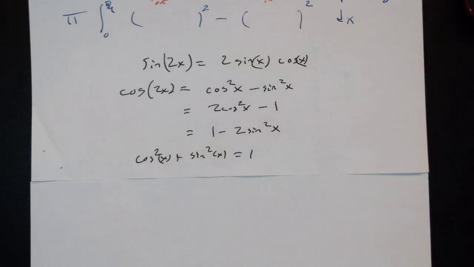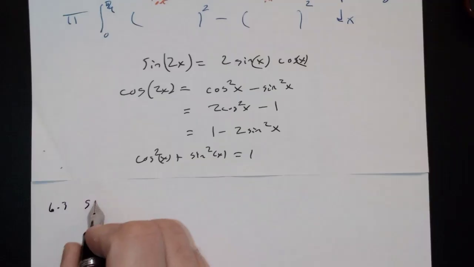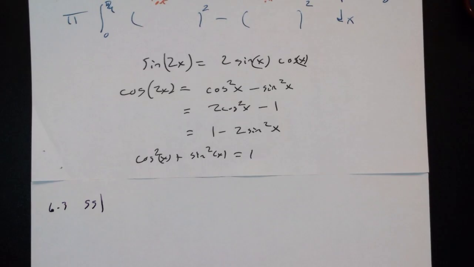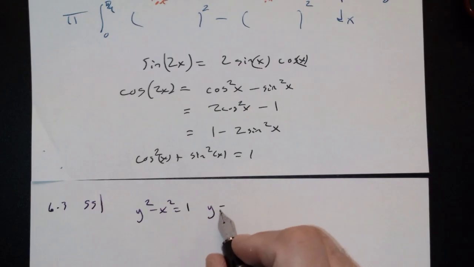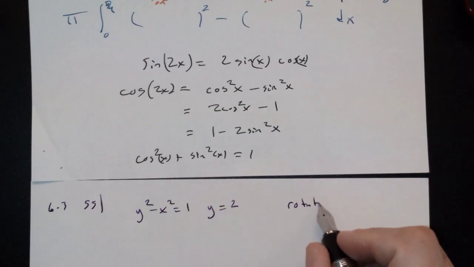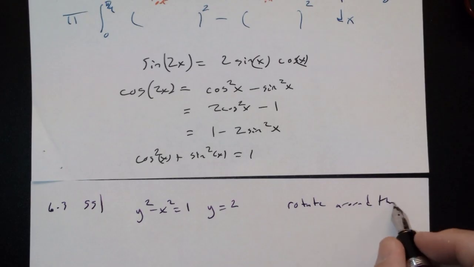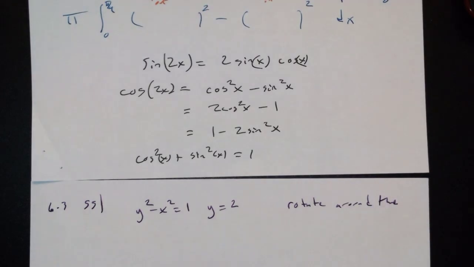Do you want to look at 53, 55? Pick one. 55. Which says, take the region y squared minus x squared equals 1 and y equals 2 and rotate around the x-axis.